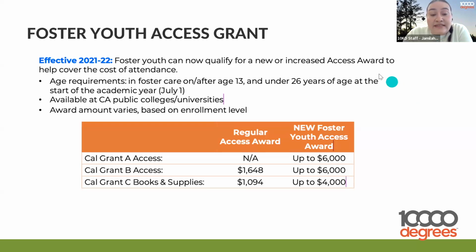So here we have some examples of awards students can get. With the Cal Grant A regular access award, it's not available, but with the Foster Youth Access Award, students can get up to $6,000. With the Cal Grant B Access Award, students would get up to $1,648, and now they can get up to $6,000. And for Cal Grant C with books and supplies, students would get up to $1,094, and now they can get up to $4,000.